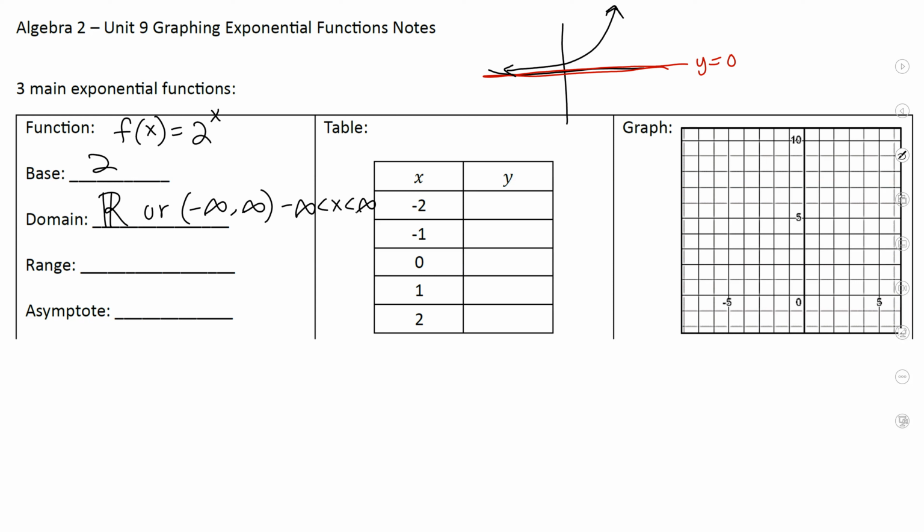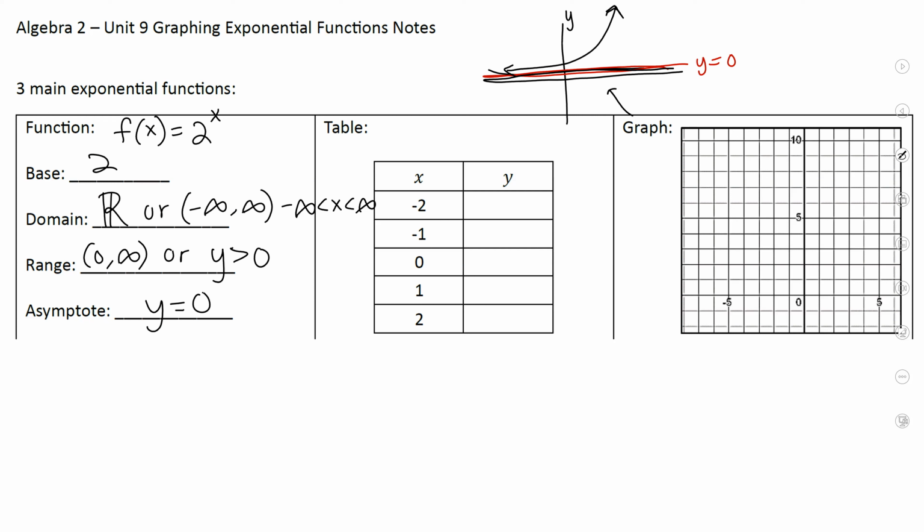The range, looking at the graph that I just drew, where's the very bottom? 0. It does not go past this line. So the bottom is at 0, and then it goes up from there. So the range is 0 to infinity. You can also write y is bigger than 0. The graph is above 0, greater than 0. And where does my asymptote cross the y-axis? At 0. So your asymptote is 0.